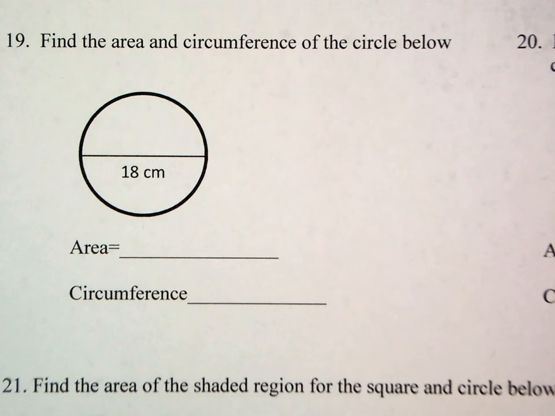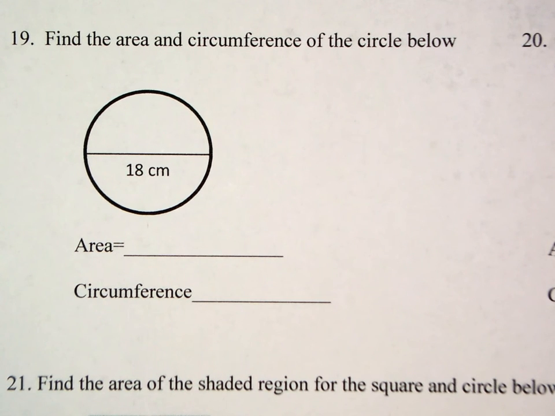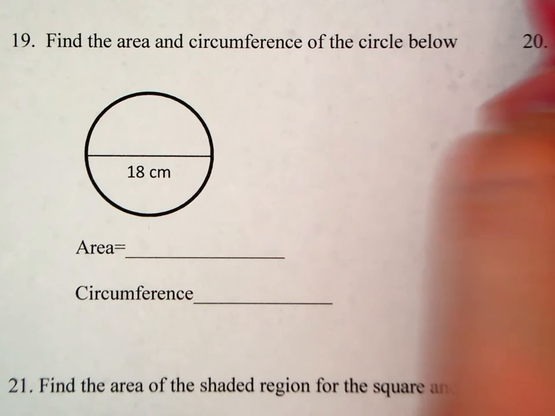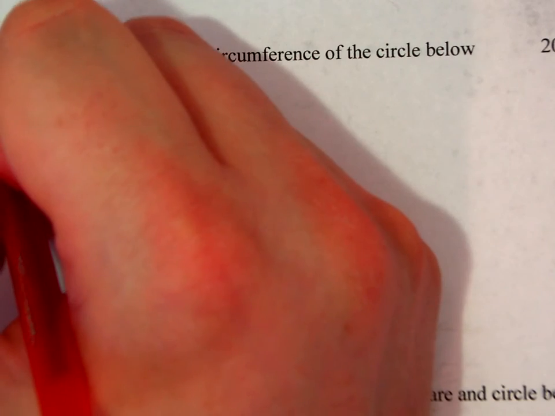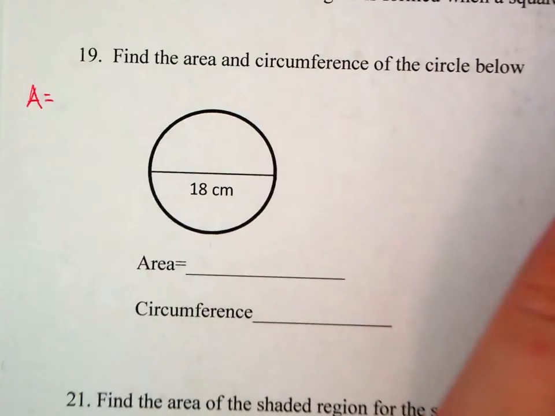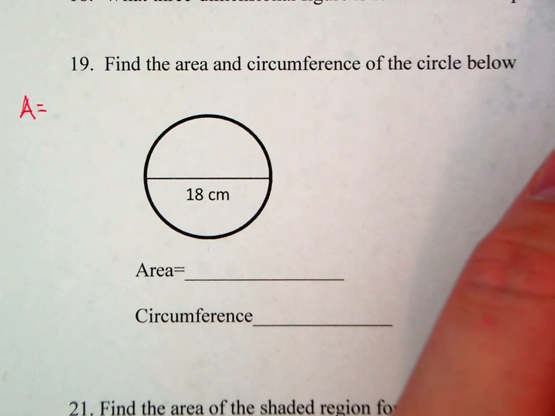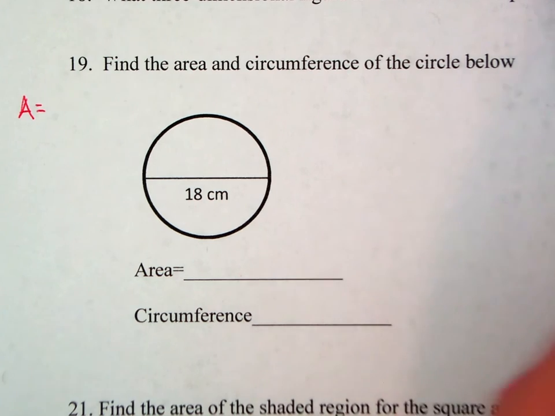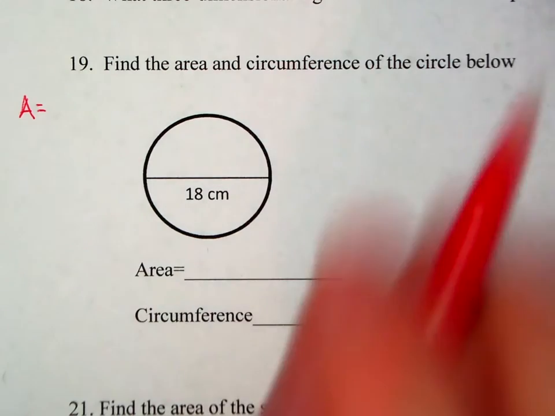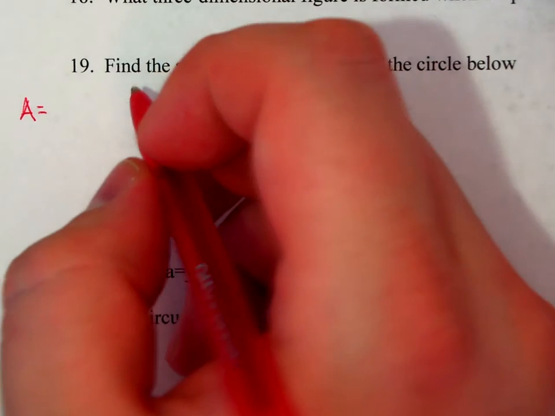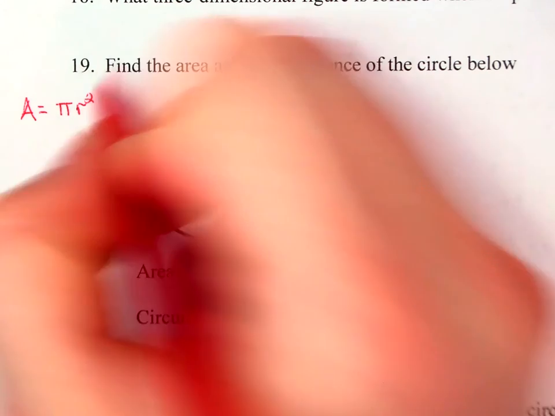Now looking at problem 19, find the area and circumference of the circle below. Well, the first thing I want to do is find the area. And I'm going to write down the formula for every equation I use. It's a good practice to get into even if you know them. If you know them, it takes 2 seconds to do. If you don't know them, then it's going to help you remember by looking it up and writing it down. So area equals pi times r squared.